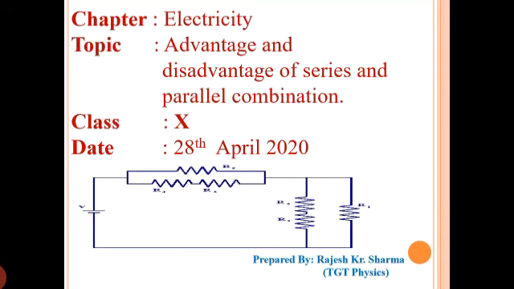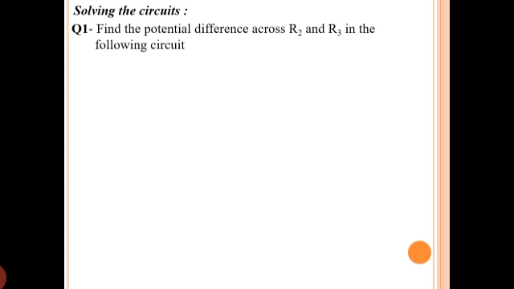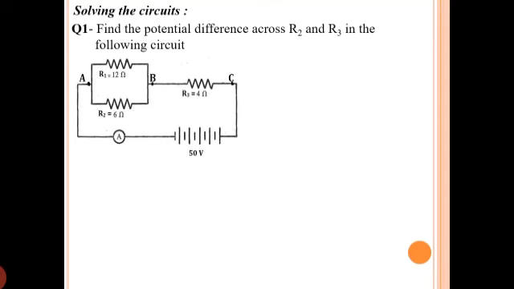But before we start with the advantages and disadvantages, we'll go for some numericals based on the previous class knowledge, that is based on the circuit. So let's start solving the circuits. The question is, find the potential difference across R2 and R3 in the following circuit. So the circuit is given to you.